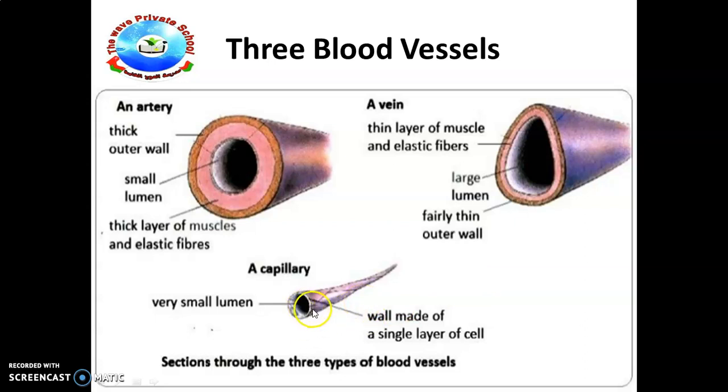Okay, so when it is sending blood to all cells of the body, it needs only one cell thick, a wall made of a single layer of cells. That means only a single layer of cells is needed. So when it is exchanging gases, it brings the oxygenated blood and takes away the deoxygenated blood and transfers it into the venule and finally into the vein. This vein is taking the deoxygenated blood to the heart.